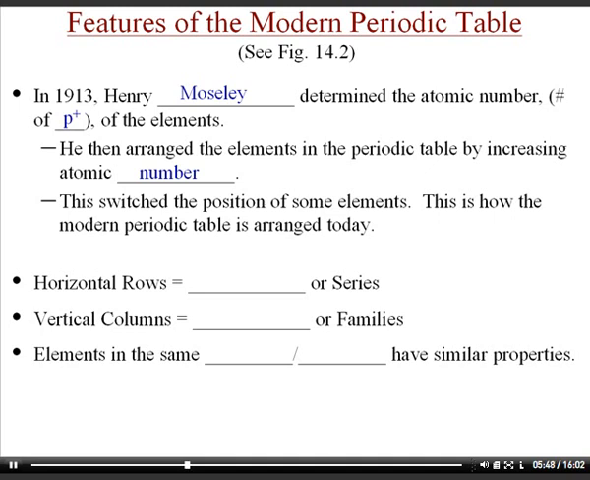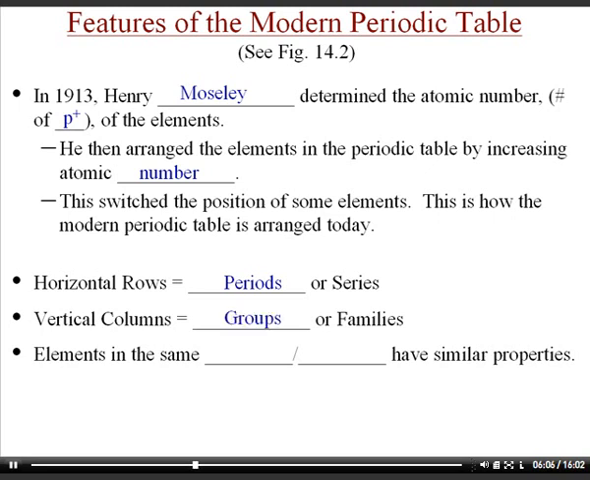Now, what are the horizontal rows called on a periodic table? Well, they're actually called periods or a series, and the word series is printed on a periodic table. 4F is the horizontal row called the lanthanide series, and 5F is the horizontal row called the actinide series. So a series means that it's running across the periodic table.